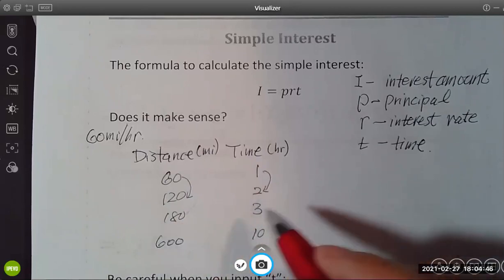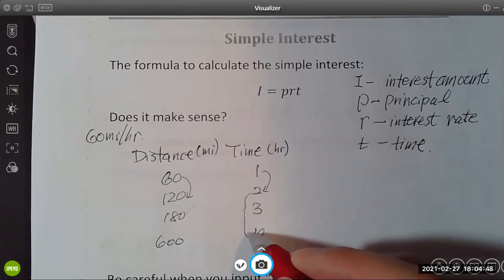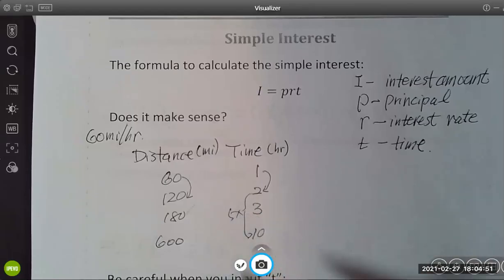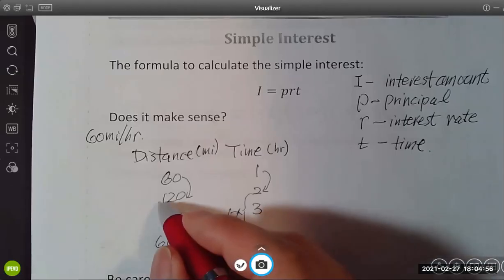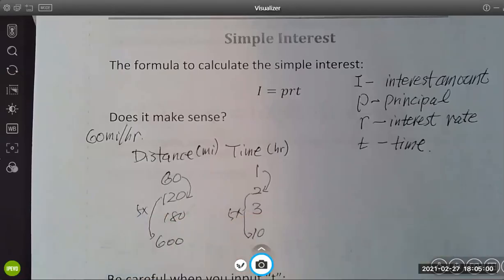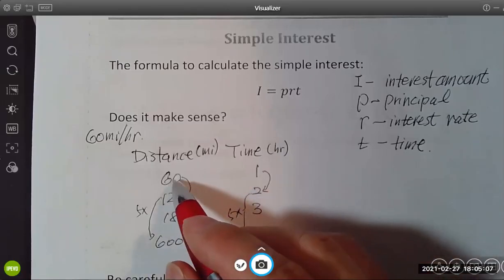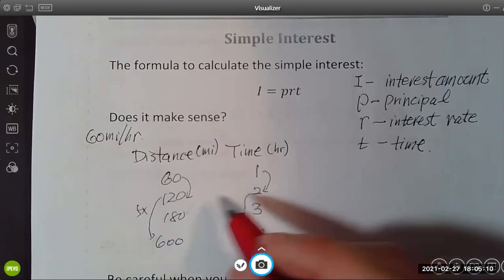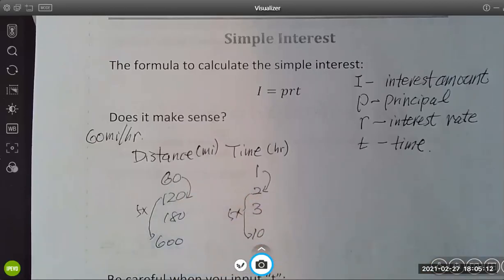So if you go, for example, from 2 to 10, that's 5 times as long, right? In terms of time of driving. How about the distance from 120 to 600? That's also 5 times, right? So what is the relation between time and distance? One side increases, the other increases too. One side doubled, the other side doubled too. We call that relation proportion. So we say distance is proportional to the time.